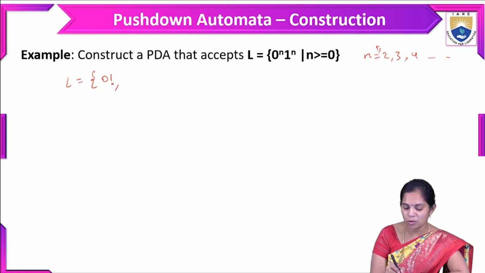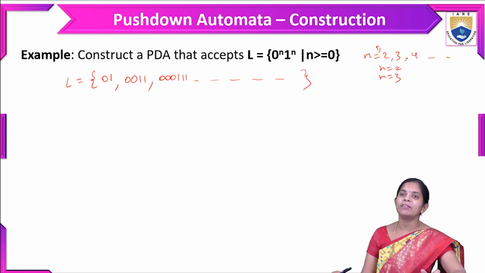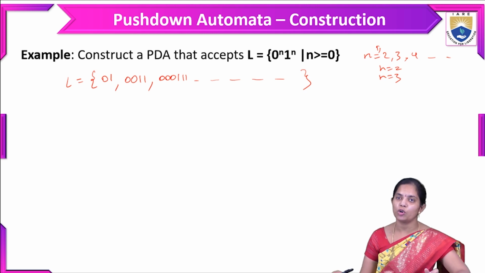it is a string 0 1. If you take n equal to 2, 0 power 2 is 0 0 and 1 power 2 is 1 1. If you take n equal to 3, 0 0 0 and 1 1 1 and so on. So this is the language. For this kind of language, we have to construct a pushdown automata.